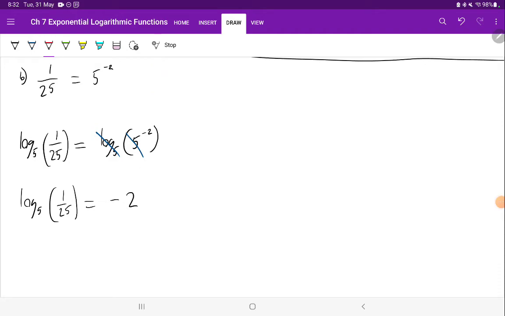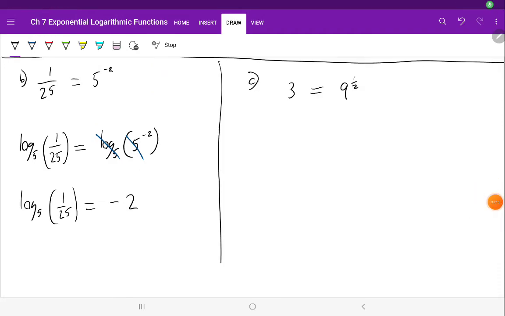Alrighty, let's have a look at the last one. Now this one probably looks like the least realistic, but let's just check that it is real. So 9 to the half, well, should really be the square root of 9 to the 1, which is just the square root of 9, which is 3. So it does work out. So this is true.